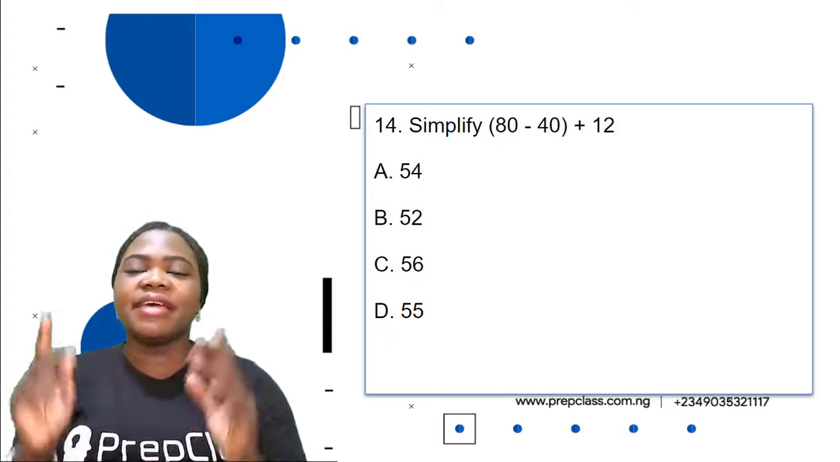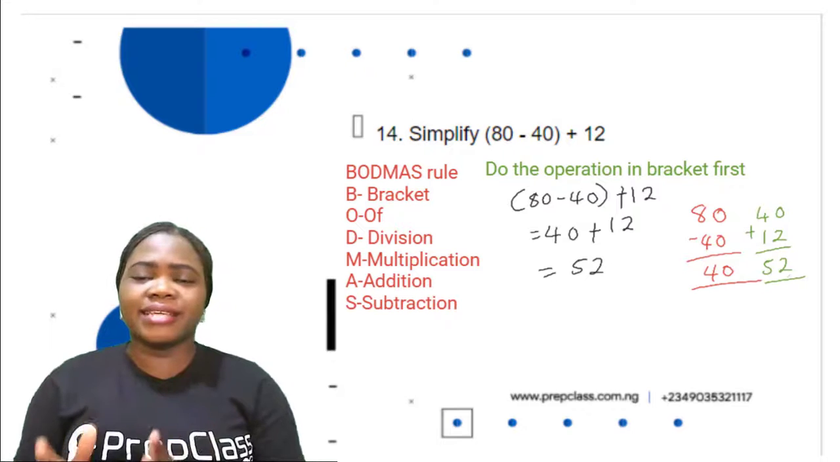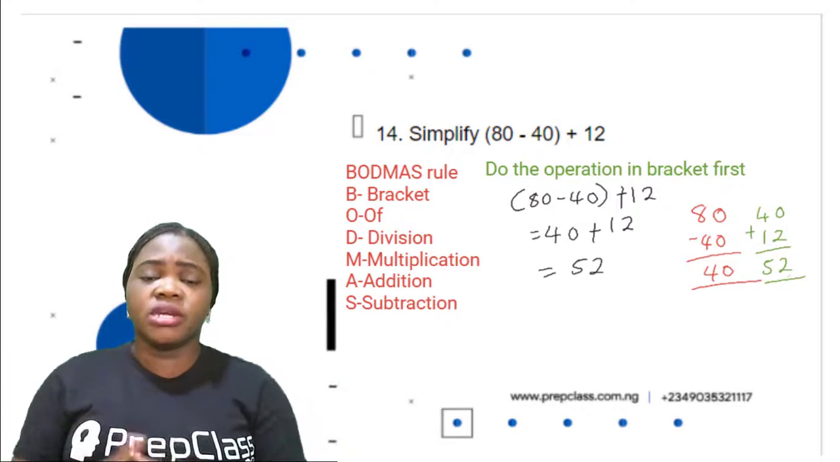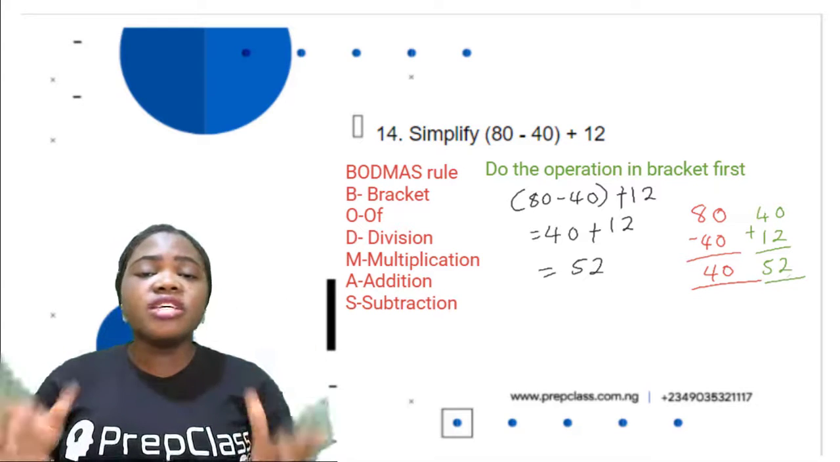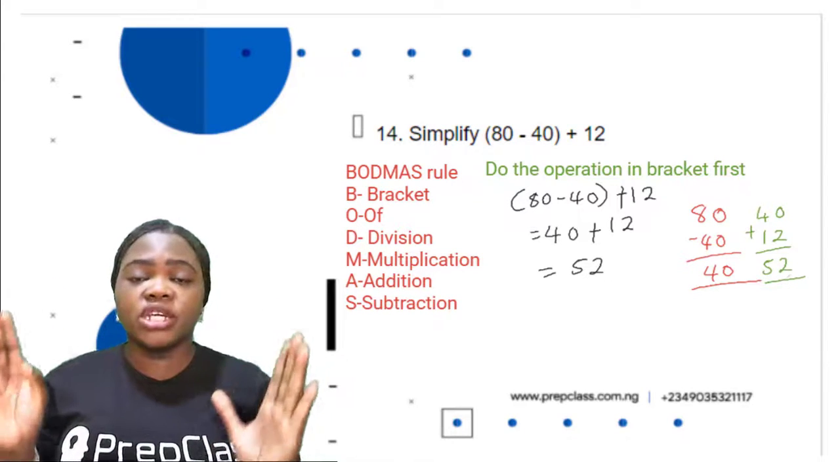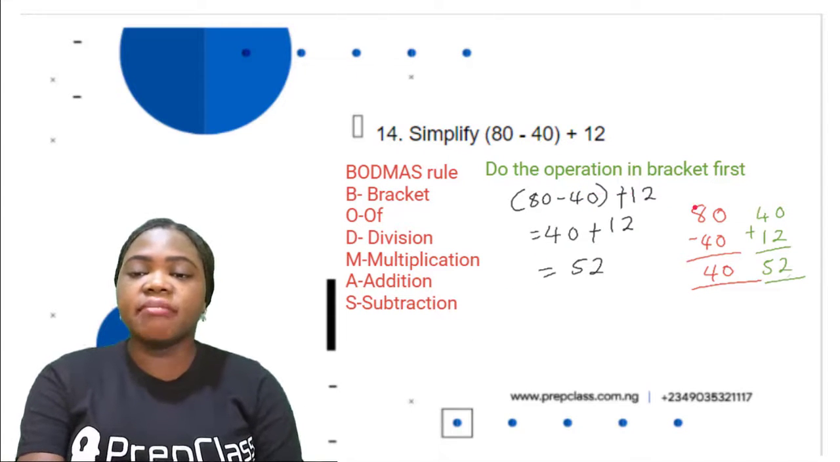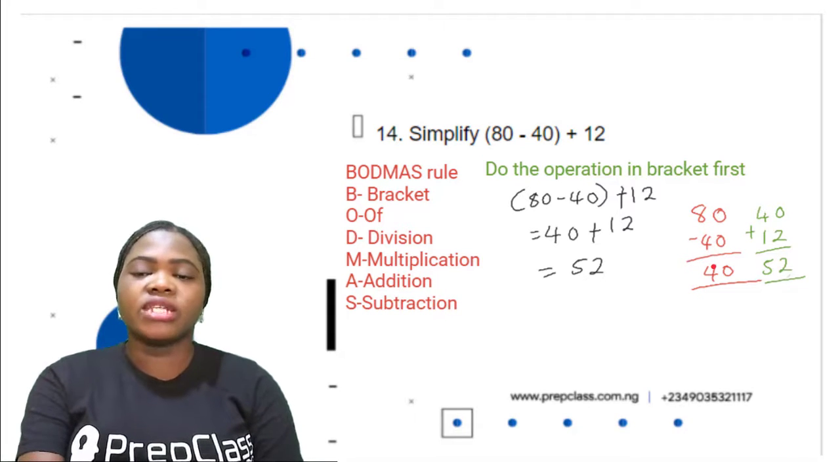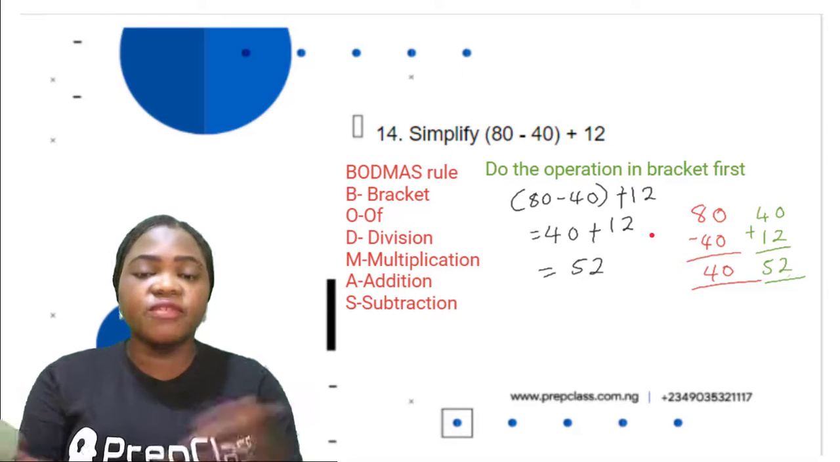Now, moving on to question 14. Simplify 80 minus 40 in bracket plus 12. So let's do that here. This is similar to the previous question. All we have to do is follow the BODMAS rule on order of operation. According to BODMAS, we need to do the operation in bracket first, and the operation in bracket is 80 minus 40. 0 minus 0 is 0. 8 minus 4 is 4. So that is 40. Then now we can add it to 12. 40 plus 12. 0 plus 2 is 2. 4 plus 1 is 5. So 40 plus 12 is 52.